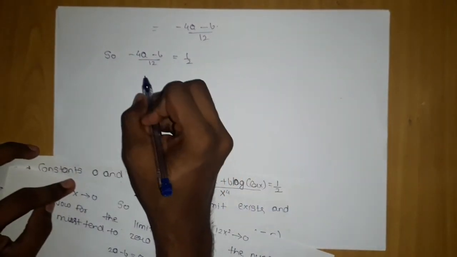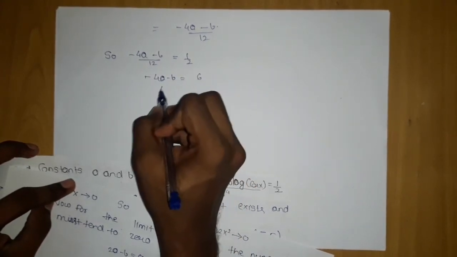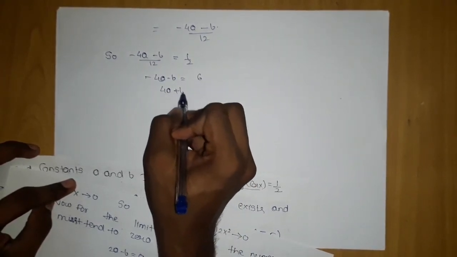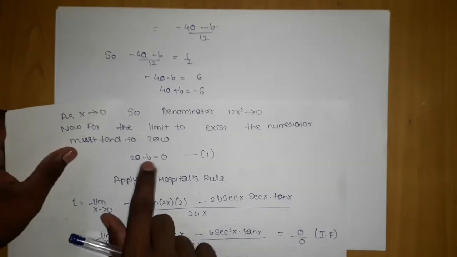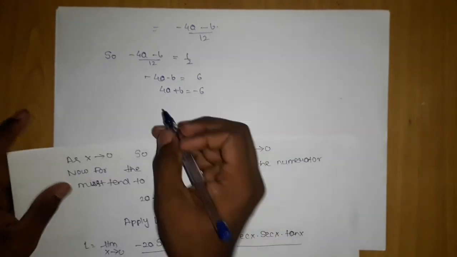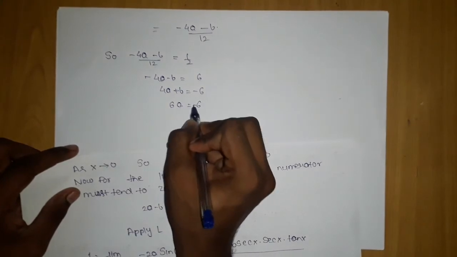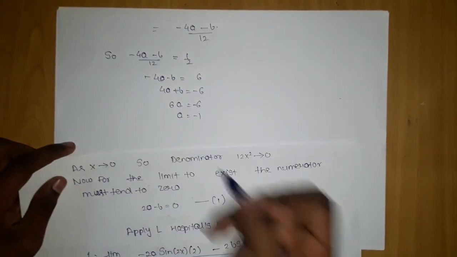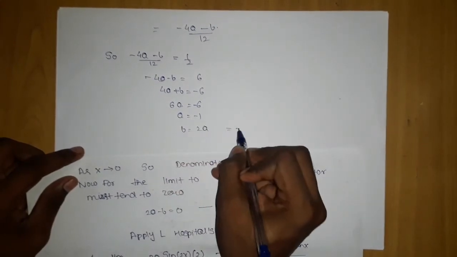If I solve this, I have minus 4a minus b, this will be 6, giving me 4a plus b equal to minus 6. Do we have some relation between a and b? From equation 1, b I can write as 2a. So if I write b as 2a, this will become 6a, and this will be minus 6, giving me a equals to minus 1. If a equals to minus 1, b will be 2 times a, giving me minus 2.